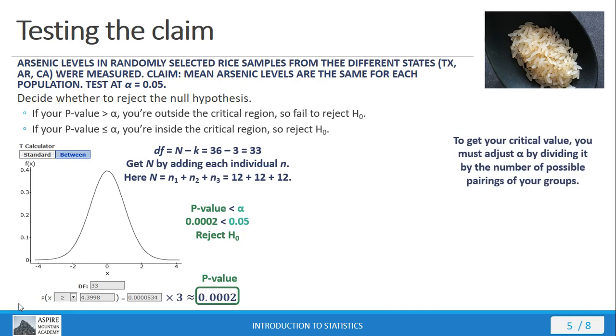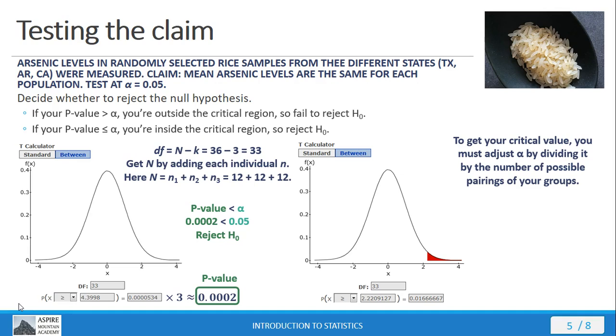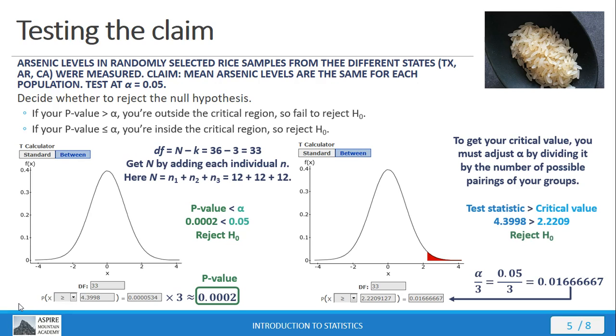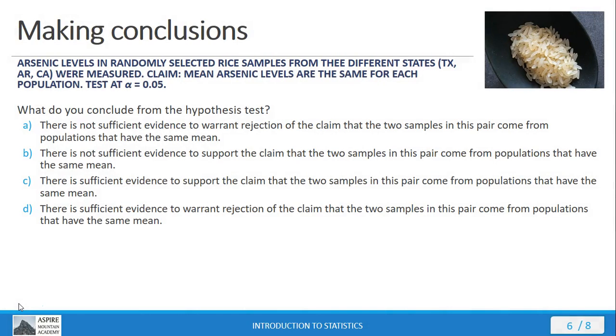If we want to use the critical value with the test statistic, we've got to make a similar adjustment, only we're going to divide instead of multiply. So back in our t-calculator, the area that we put in for the critical region is going to be 1/3 of our significance level. And that gives us a critical value of 2.22, which we then compare with the test statistic we calculated earlier. And we find that we're going to come to the same conclusion. We reject the null hypothesis. What then do we conclude from our hypothesis test?